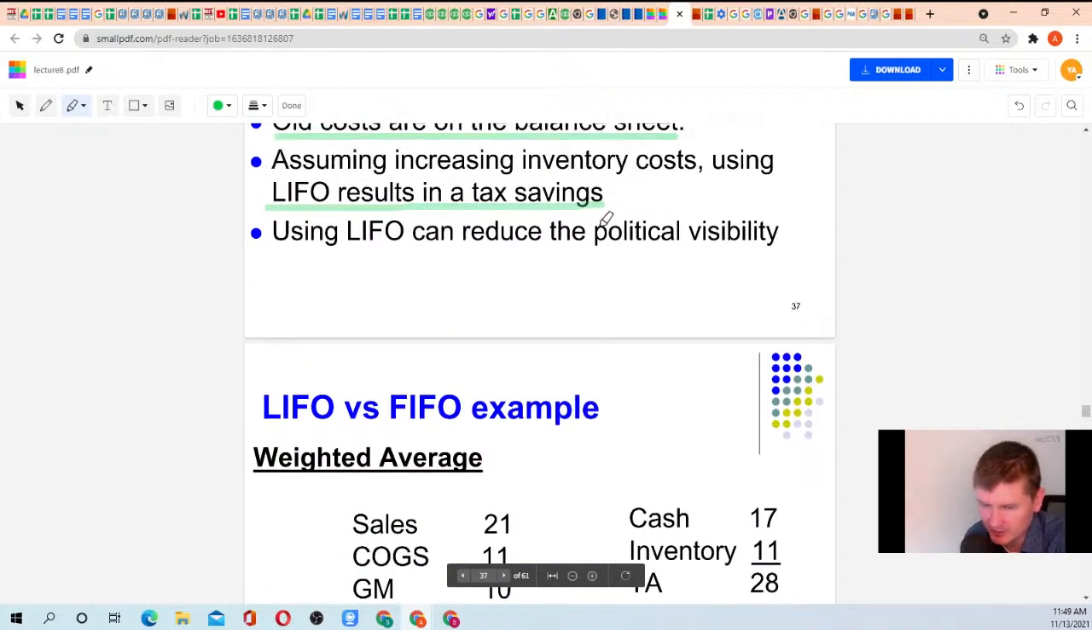I don't know what is political visibility. Honestly, I don't know what is political visibility.